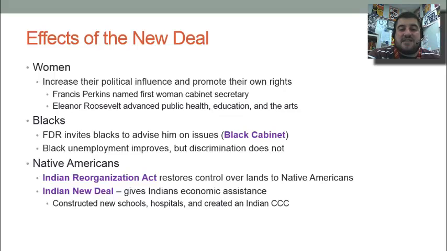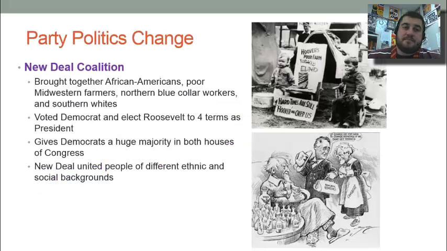And Native Americans, they actually pass an act restoring control over their reservation and their lands to Native Americans called the Indian Reorganization Act. And the Indians even had their own New Deal. They call it the Indian New Deal, programs that were created to give Indians economic assistance because they were in poverty. It was a terrible time to be an Indian. So they constructed new schools, hospitals, and do an Indian Civilian Conservation Corps to basically help the Indians' land improve.